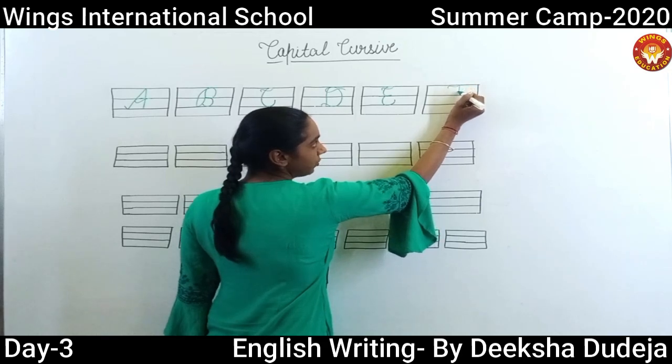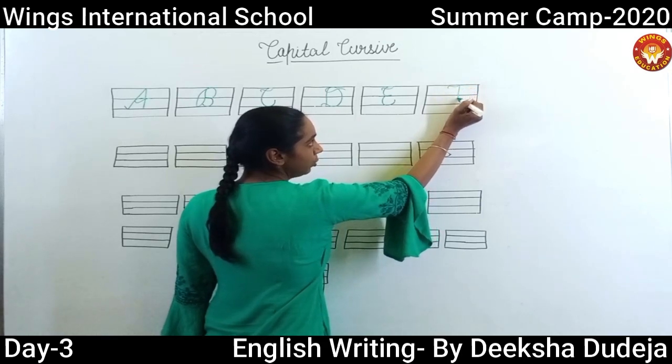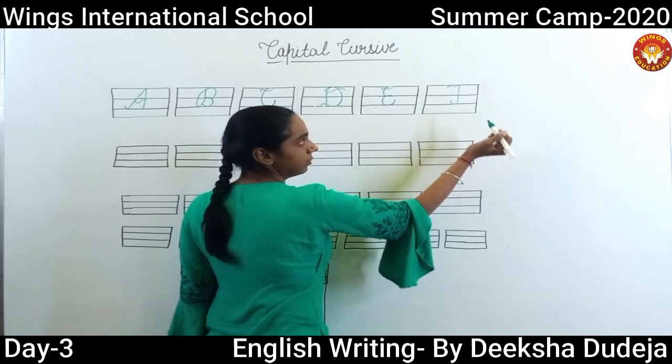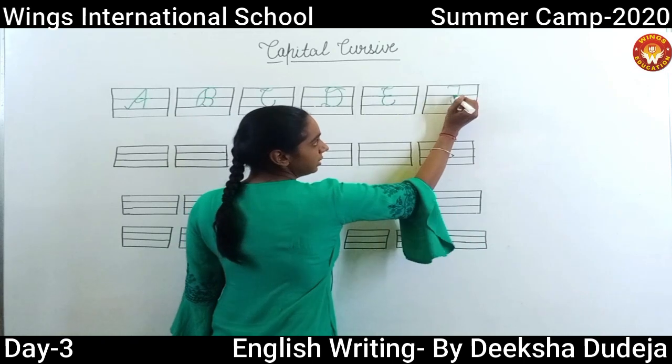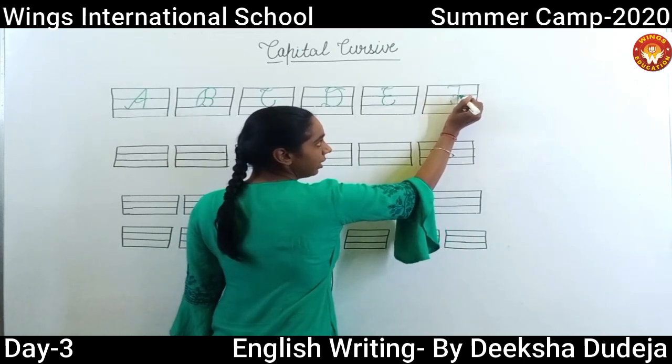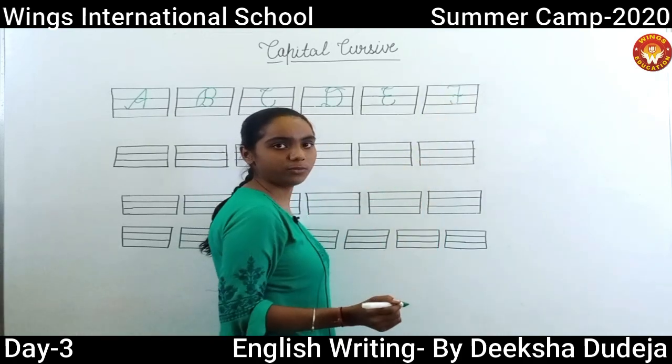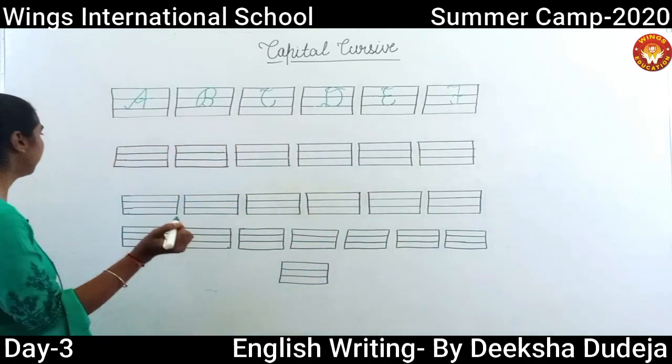Now I draw standing line, first line to third line and curve. This is F. I draw a curve line with the middle part of F. Next is G.